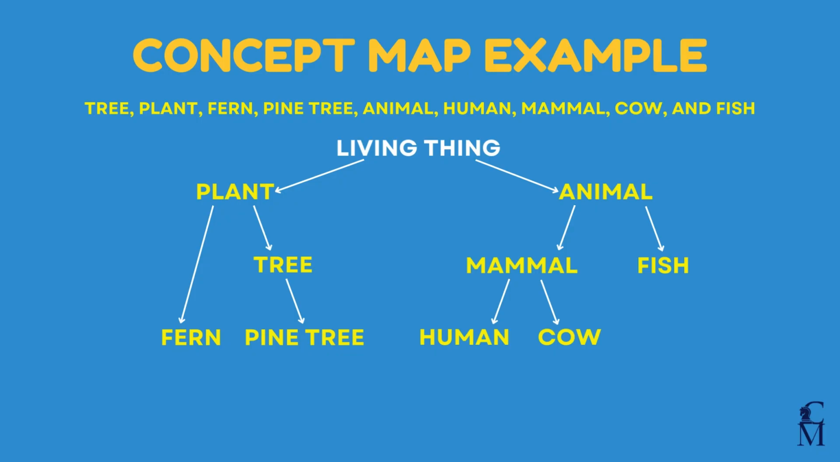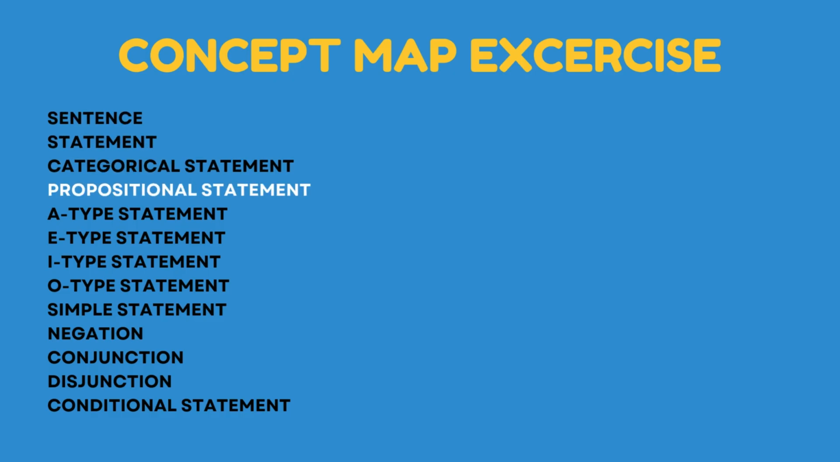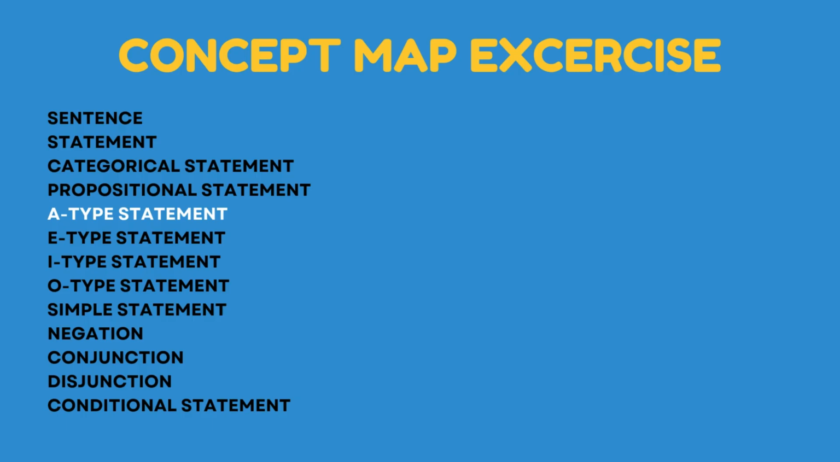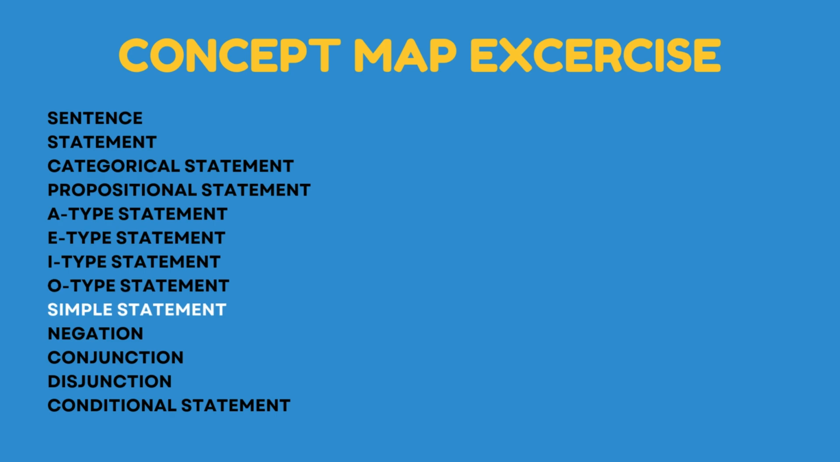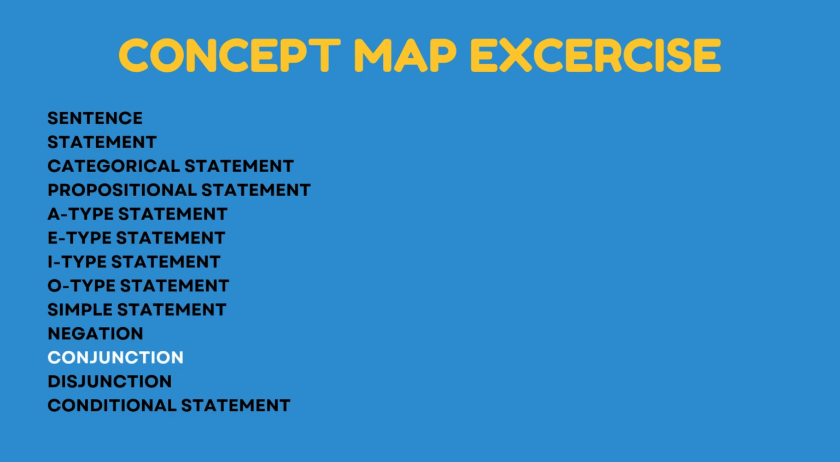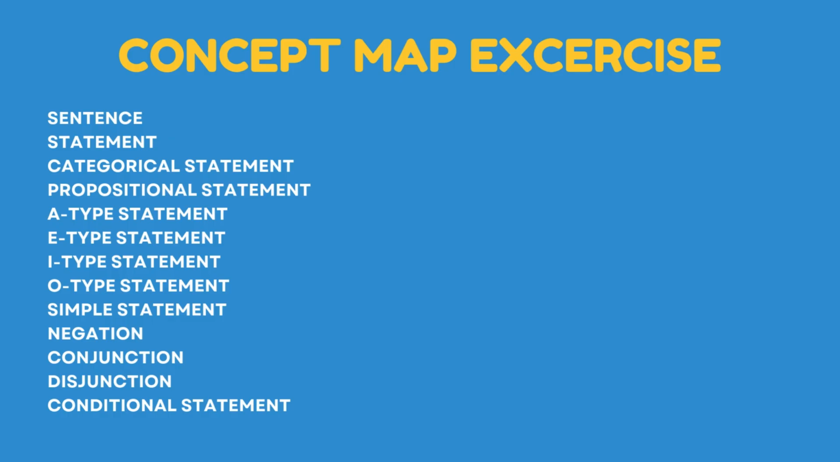Now that you know how to create a concept map, the following is a list of terms you were introduced to in this lesson: sentence, statement, categorical statement, propositional statement, A-type statement, E-type statement, I-type statement, O-type statement, simple statement, negation, conjunction, disjunction, conditional statement. Pause the video and create a concept map of these terms. Make sure you use all the terms given on the list and do not add any of your own terms, like you did with the example of a concept map.